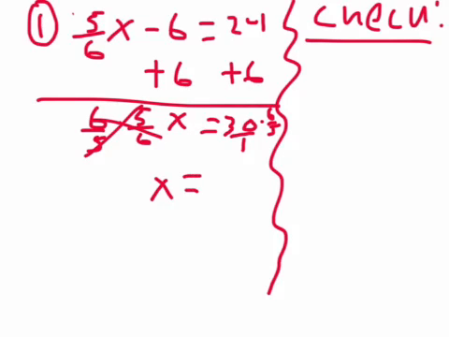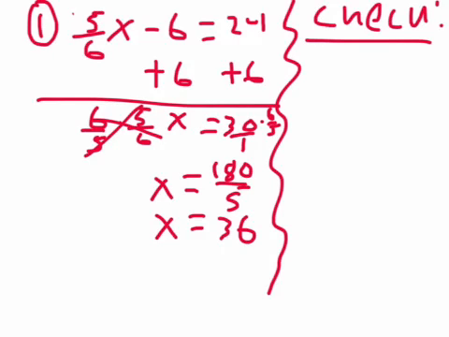And over here, you're going to get 180, because 30 times 6 is 180. And then you're going to get 1 times 5 is 5. And then that reduces down to 180 divided by 5 equals 36. So x should equal 36.